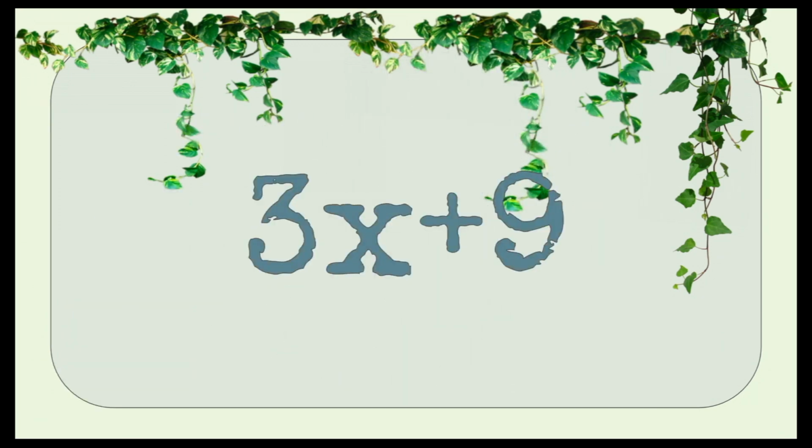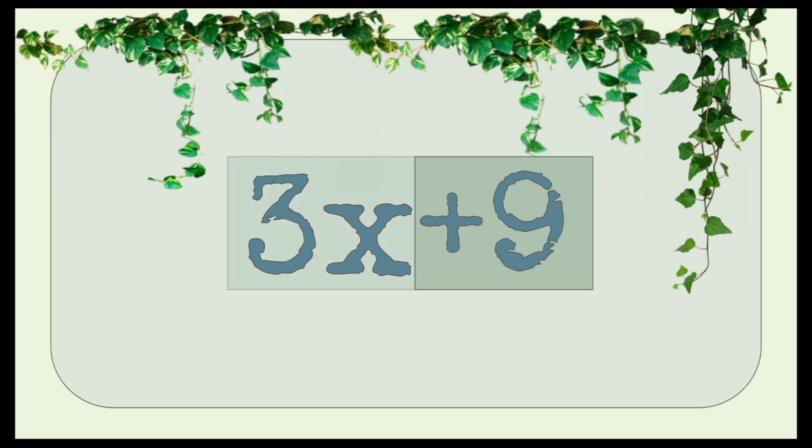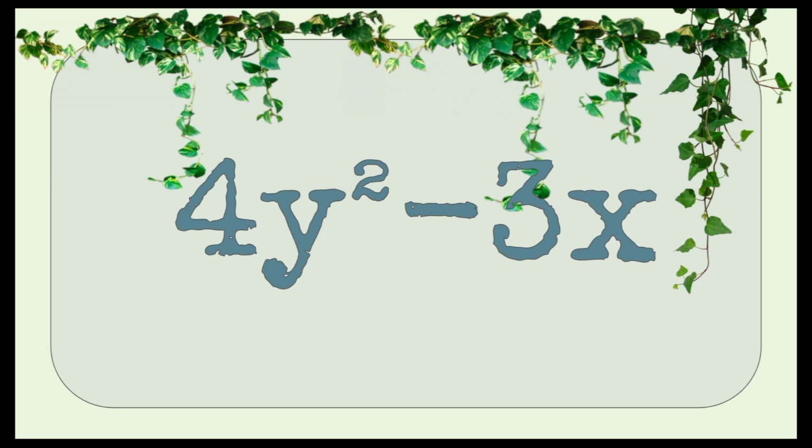This is the polynomial 3x plus 9. The terms in this polynomial are 3x and 9. They're connected with an addition symbol. This indicates that these two terms are being added together. This is another example of a polynomial, 4y squared minus 3x. The first term, 4y squared, includes the number 4 multiplied by y squared. The second term, 3x, contains the number 3 multiplied by the variable x. 3x is being subtracted from the term 4y squared.